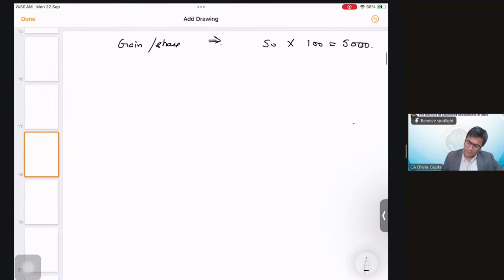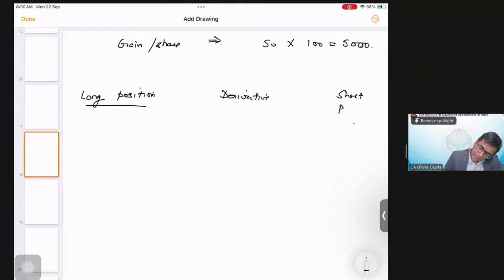Now, the linking is very simple. Long position, derivative and short position. Long position means what? Contract to buy.